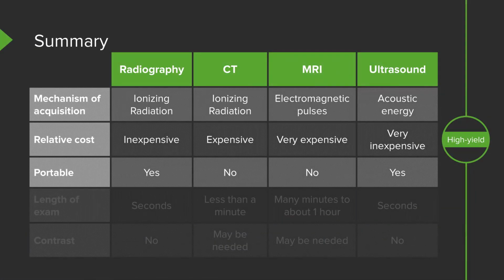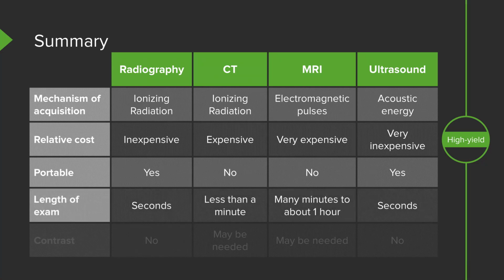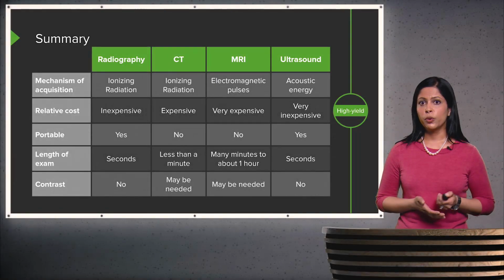In terms of portability, radiography and ultrasound are both portable. CT and MRI require very large machines and are not portable. Radiography and ultrasound can be performed within a few seconds. CT is also a relatively quick examination and can be performed usually within less than a minute. MRI, however, takes many minutes to sometimes over an hour to perform, depending on the body part that's being imaged. And contrast is used in both CT and MRI. It may or may not be needed depending on what's being evaluated. However, in radiography and ultrasound, there is no need for contrast.